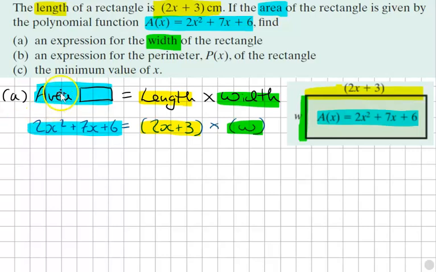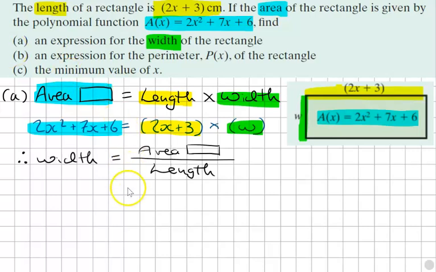So we're going to replace area with 2x squared plus 7x plus 6, we're going to replace length with 2x plus 3, and we're going to replace width with w. So part A, we want an expression for the width of the rectangle, so we want to solve for w. We're going to rearrange the formula, change the subject of the formula, solve for width. If area is equal to length multiplied by width, then width will be equal to area divided by length. So then we're going to substitute into this formula.